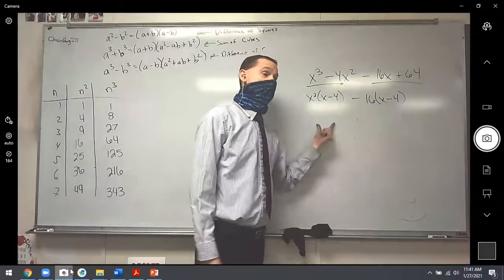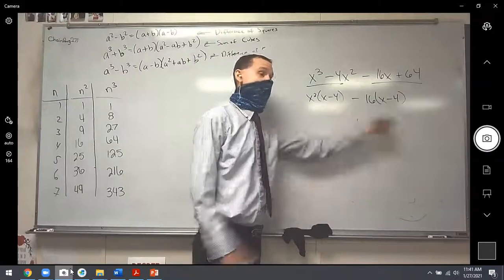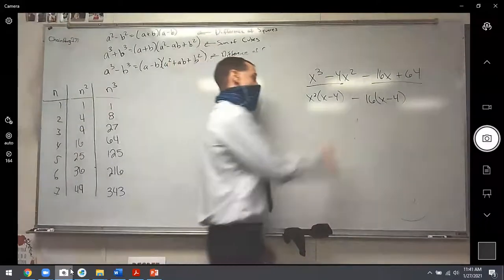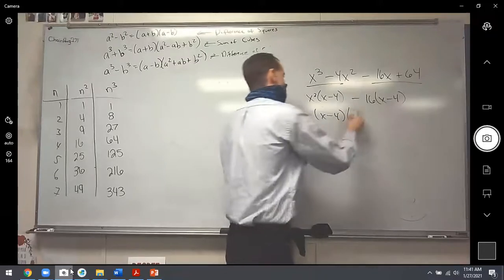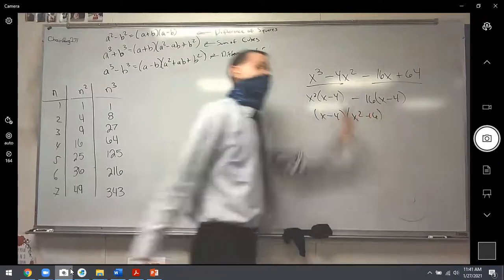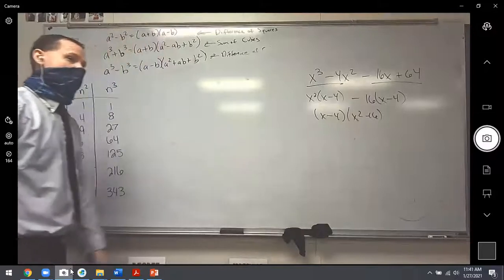And if you can do that to force them somehow, some way to have the same thing in common, then just like anything else with factoring, the first thing you do if they have something in common is factor it out. So you could factor an x minus 4 out of all this stuff, leaving you with an x squared minus 16, and you could proceed to factor from there. Yes, ma'am?